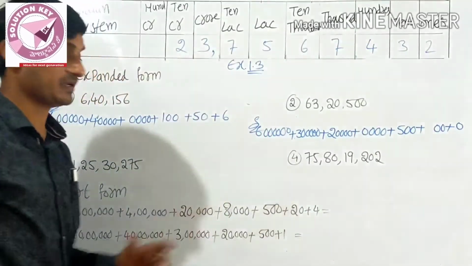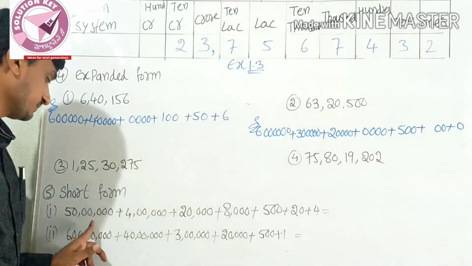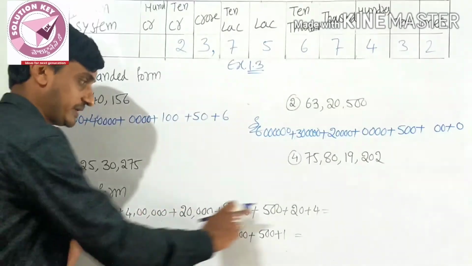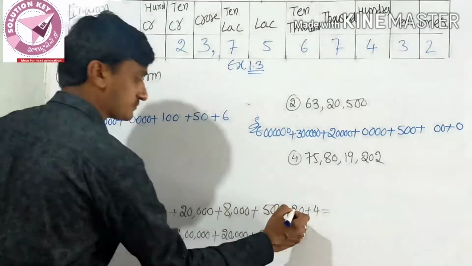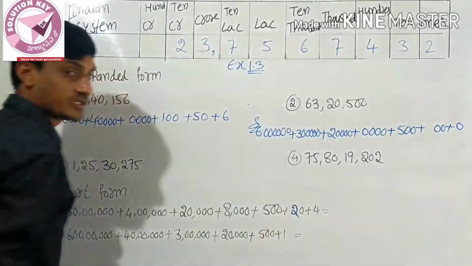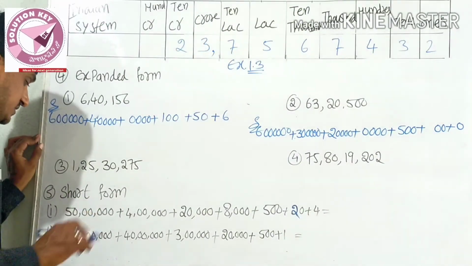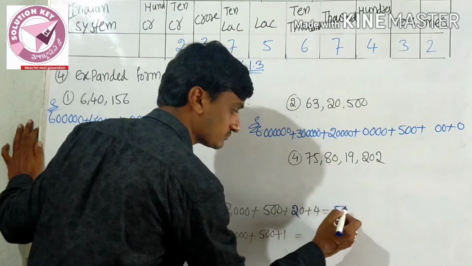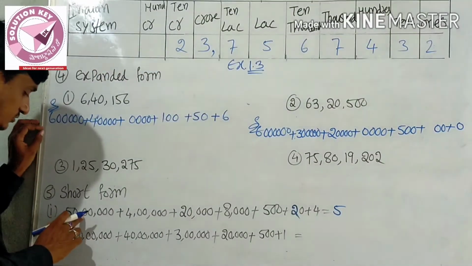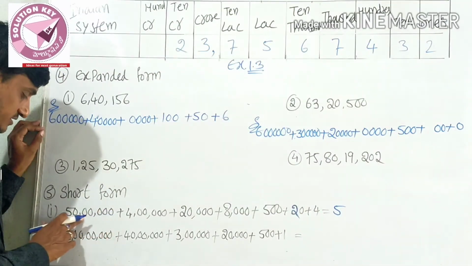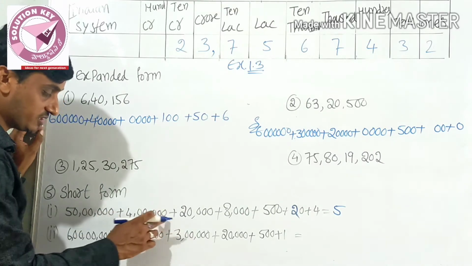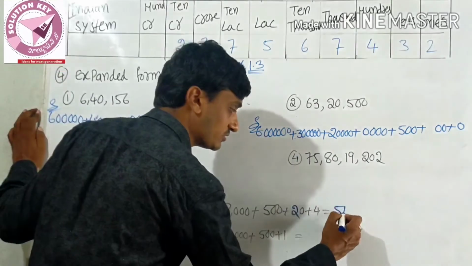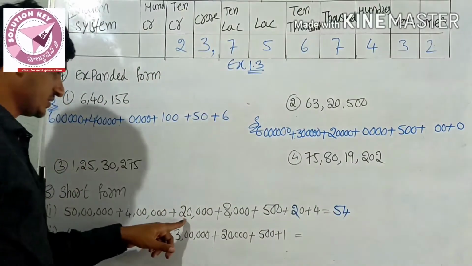Understood? It is the explanation form. Now you write this total as a single number. How? See here, it is 5, then 6 zeros: 1, 2, 3, 4, 5, 6. Here also 6 digits are there, or not? 1, 2, 3, 4, 5, 6. So it is 4.